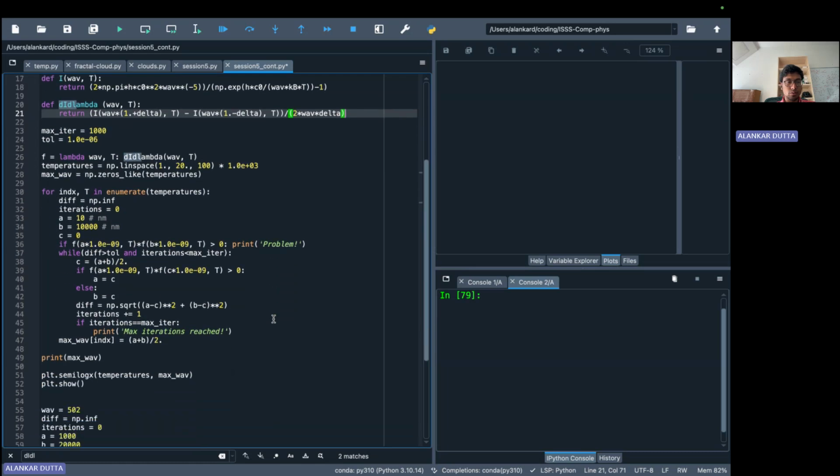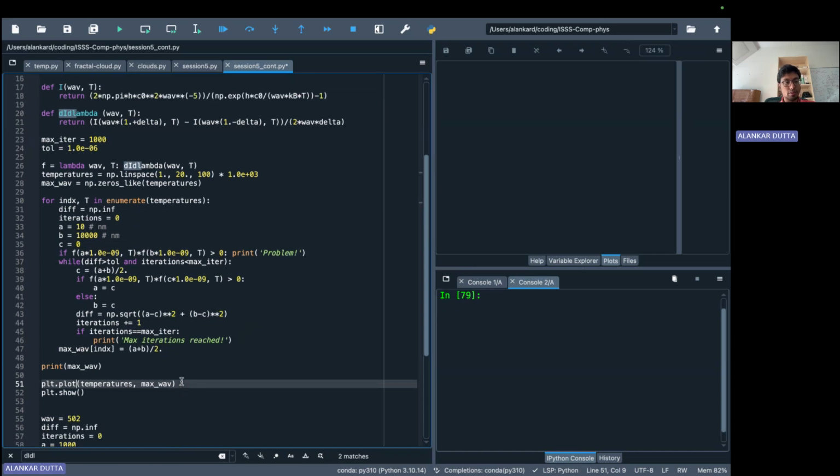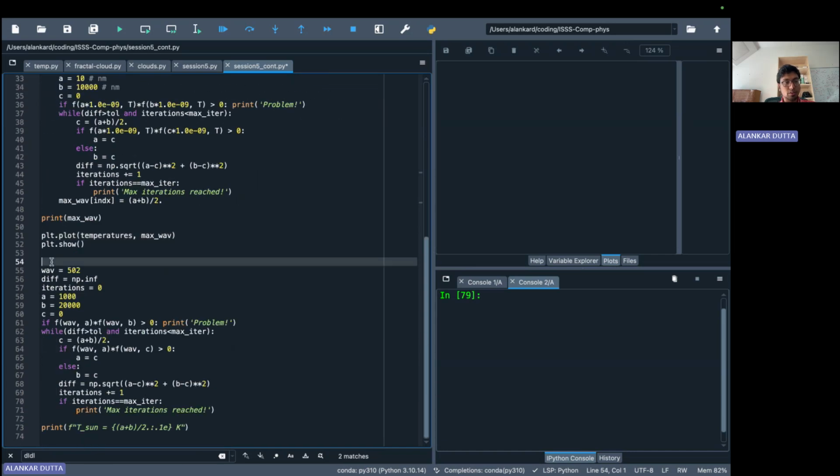And then we are going to do this. We are going to print max wav, and then we can plot the temperatures as a function of maximum wavelength, right? And see how this is behaving. And then we can go to the next part. So for now, let's have this part commented out. We'll try the next part before. Okay.